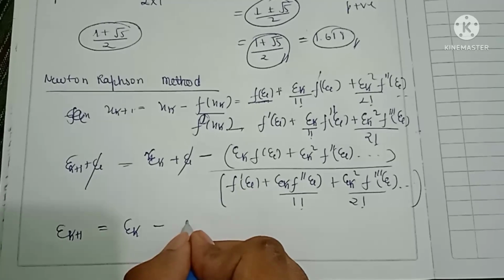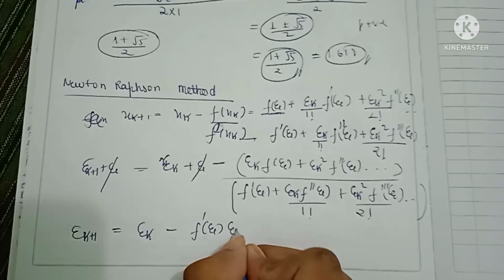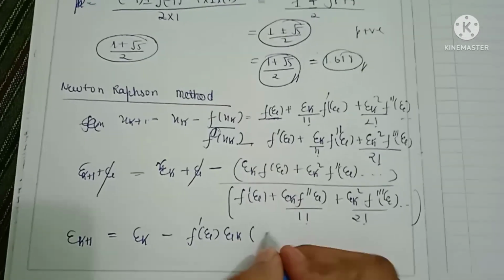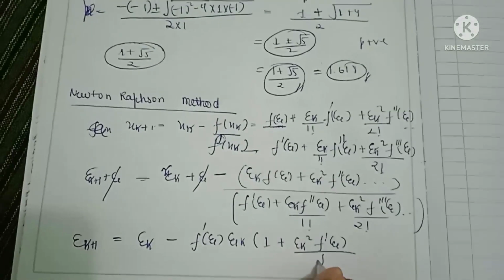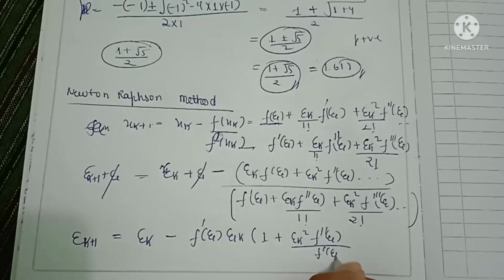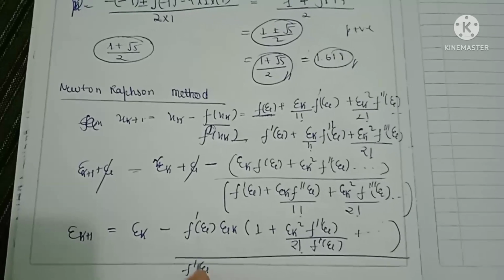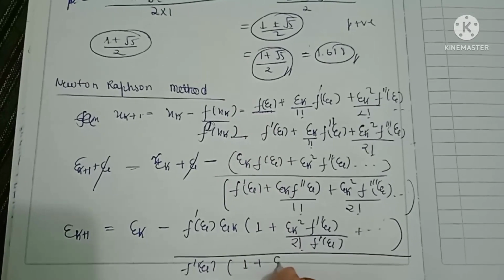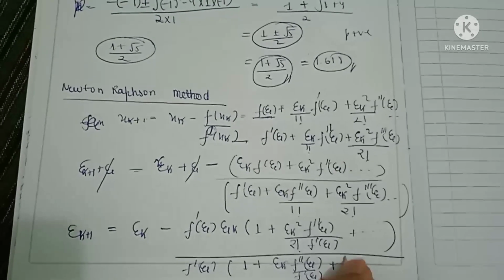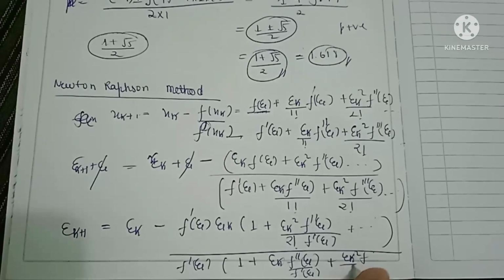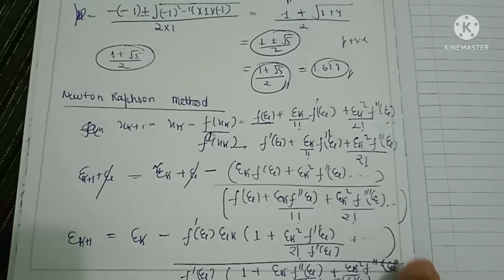So in the numerator we will take out e_k f'(epsilon) as constant, and we will have e_k squared f''(epsilon) upon f'(epsilon) upon 2 factorial. And in the denominator we will take f'(epsilon) as constant, and we have 1 + e_k f''(epsilon) upon f'(epsilon) + e_k squared upon 2 factorial f'''(epsilon) upon f'(epsilon).